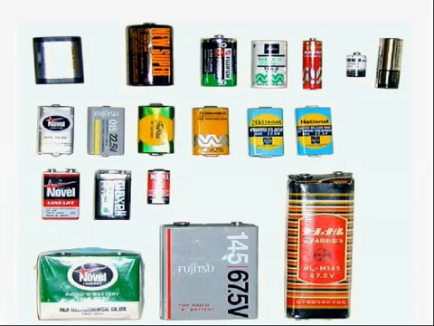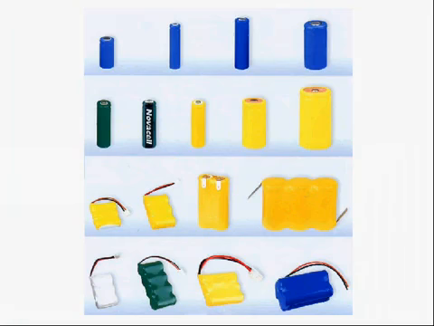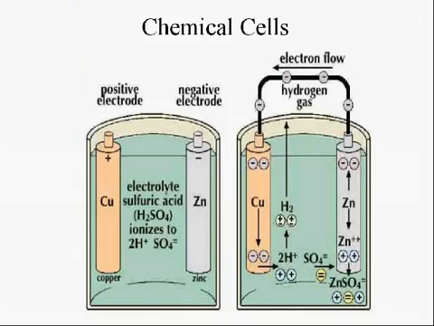Batteries come in all different shapes and sizes. There are some rather not so common ones here that have different voltages and shapes. Some batteries are rechargeable, such as these NiCad batteries, like you might find in a rechargeable phone or shaver, toys, tools. Chemical cells use two different metals immersed in an electrolyte, which is either an acid or a base.